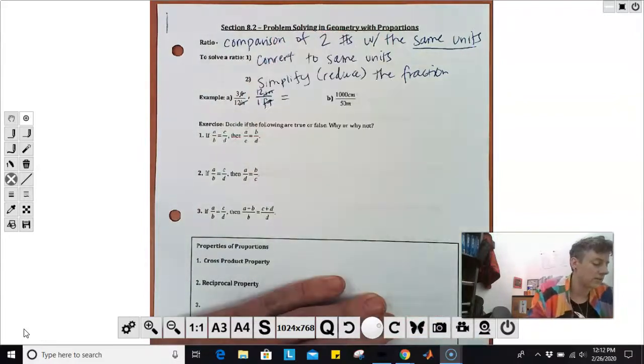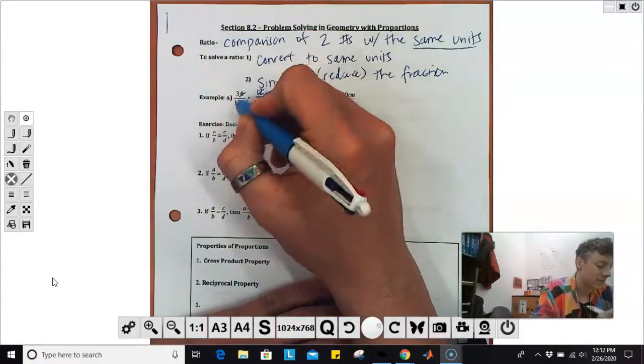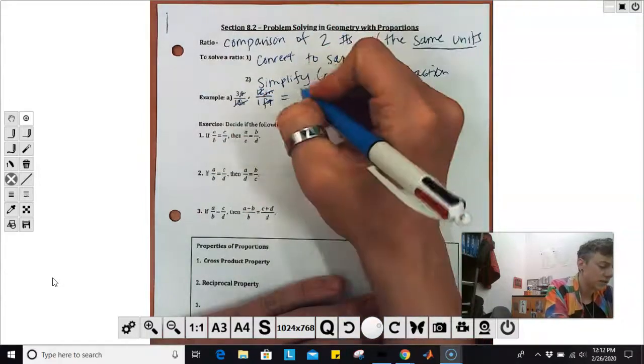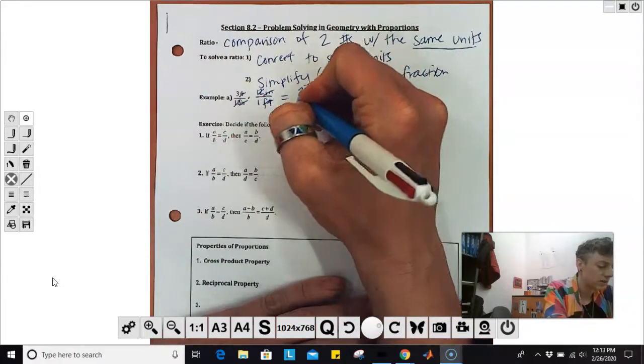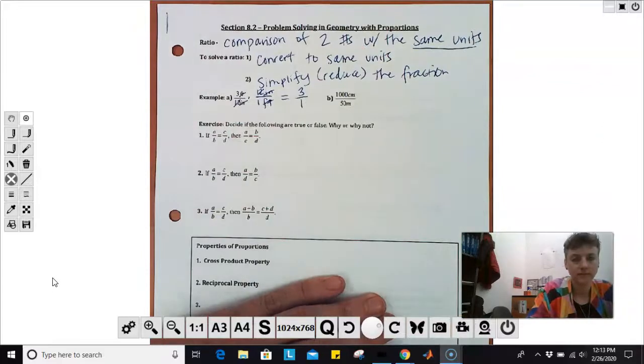All right. We can also cross off those 12s because it's the same on the top and the bottom. So our ratio is 3 to 1 here.